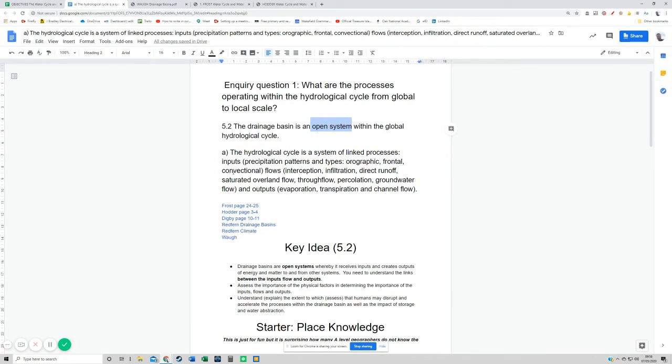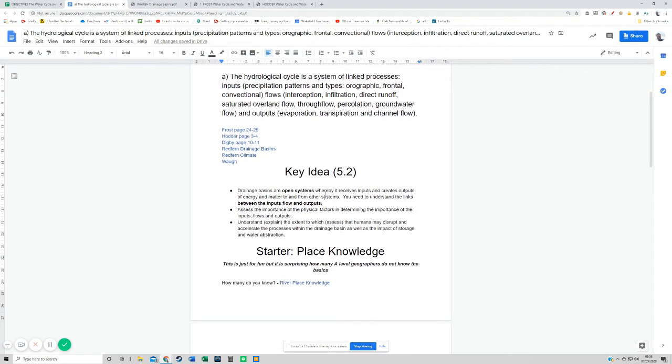The inputs, precipitation, precipitation is the main thing. Flows are where the water transfers from one store to another, movement. Then the outputs, where we lose water or matter to the system. And you've got in brackets the ones you have to know about. Right.